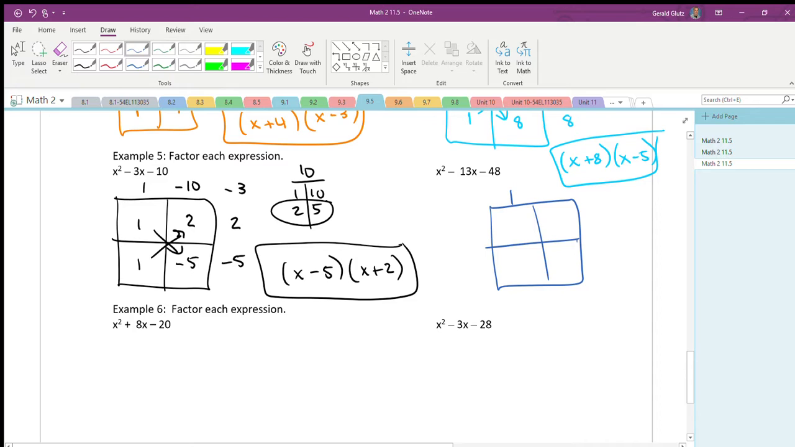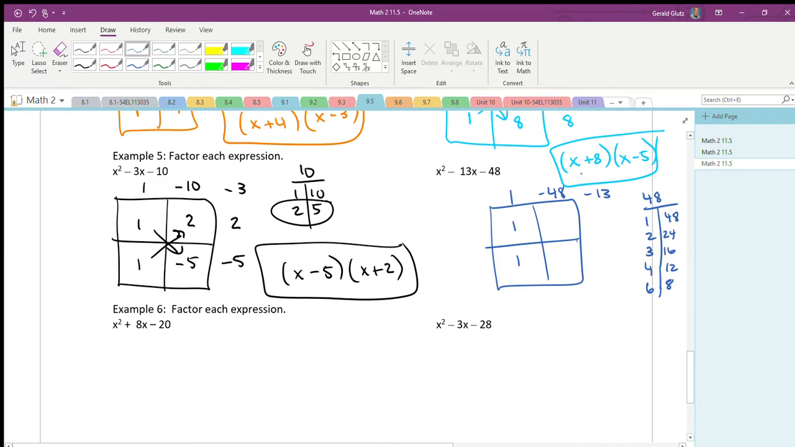A is 1, C is negative 48, B is negative 13. So 1 times 1 is 1. Just so you guys know, we're going to see A be something different than 1 in the future, but for this section, it's always 1, just to make it easy for you guys. So factors of 48: 1 times 48, 2 times 24, 3 times 16, 4 times 12, 6 times 8. I know you guys are probably not going to be as fast as me at these factors, so you can use a calculator to do that. But I'm trying to make the notes go as quickly as possible.